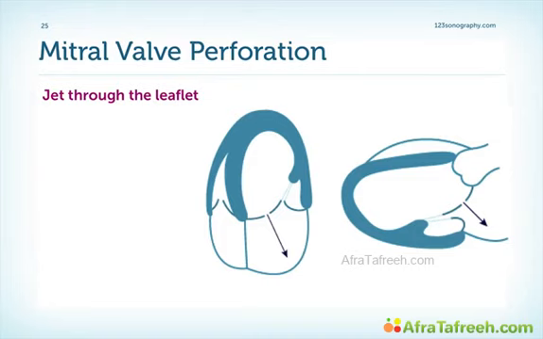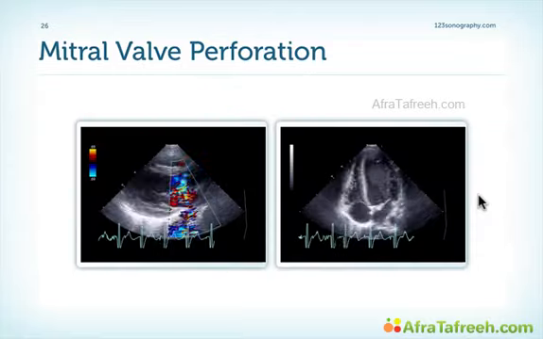A fairly infrequent cause of regurgitation is leaflet perforation. Leaflet perforation usually involves the anterior leaflet, and it is almost always a consequence of endocarditis. What you see is a jet that passes right through the mitral valve, and since the anterior leaflet is usually involved, a more posterior jet direction.